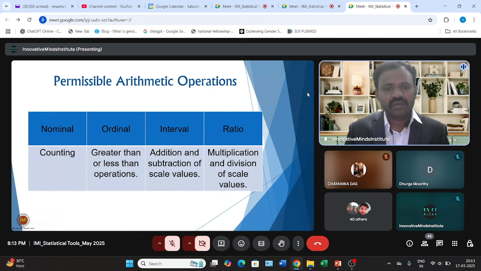So what arithmetic operations are possible? If the variable is nominal, only counting is possible, right? For an ordinal variable, you can say it's greater than or less than. For an interval variable, addition and subtraction. Ratio means multiplication and division. Based on this, we will suggest some statistical tests.